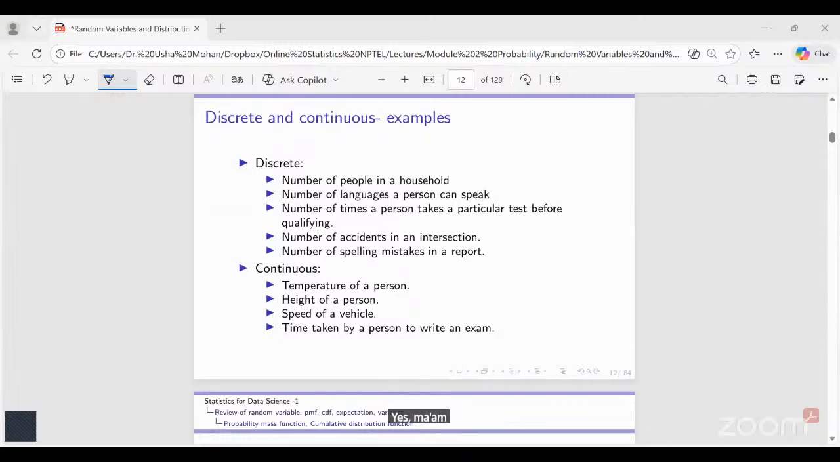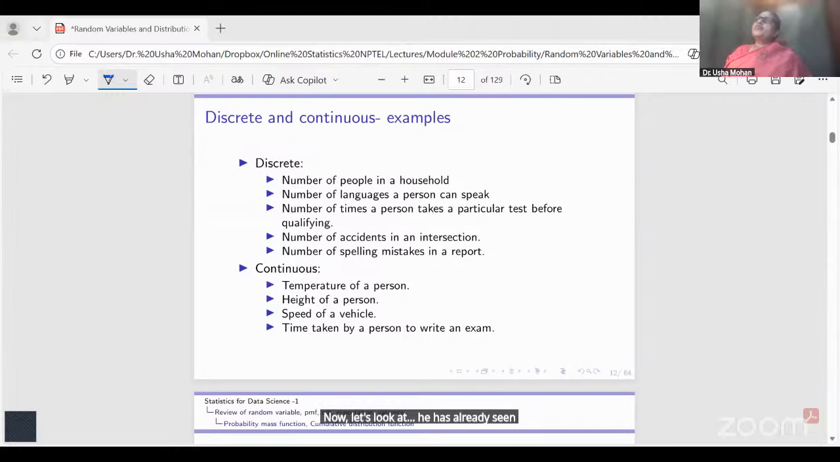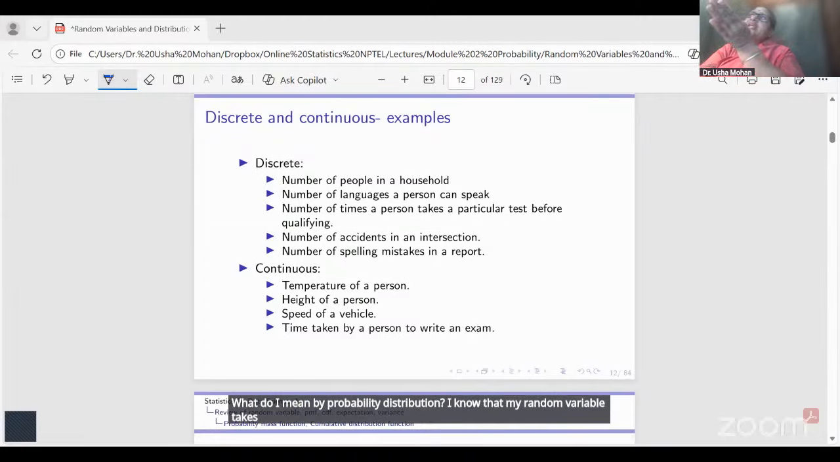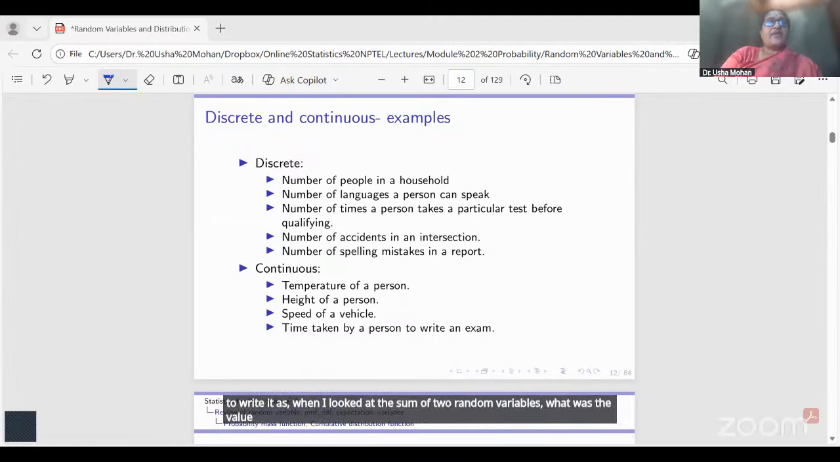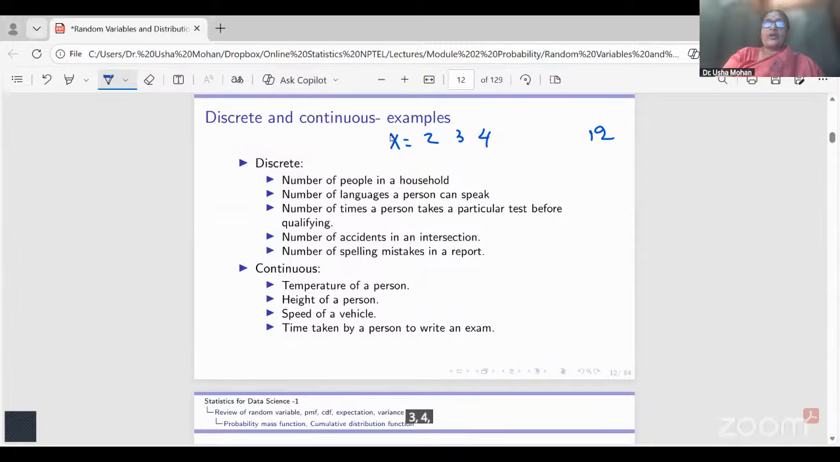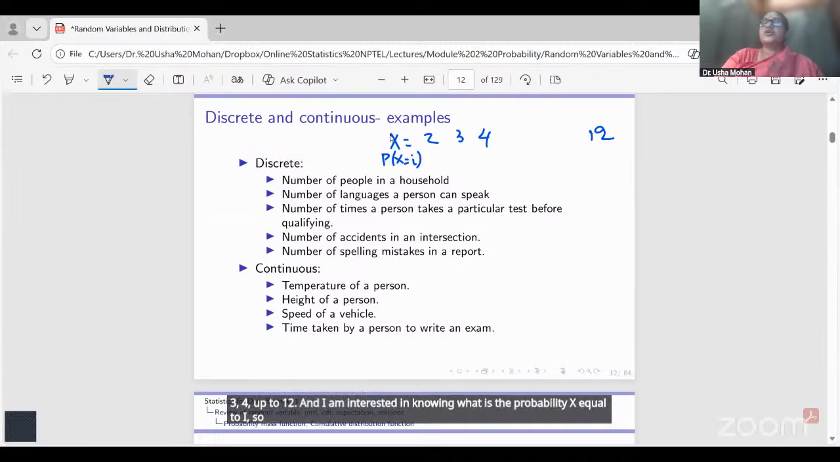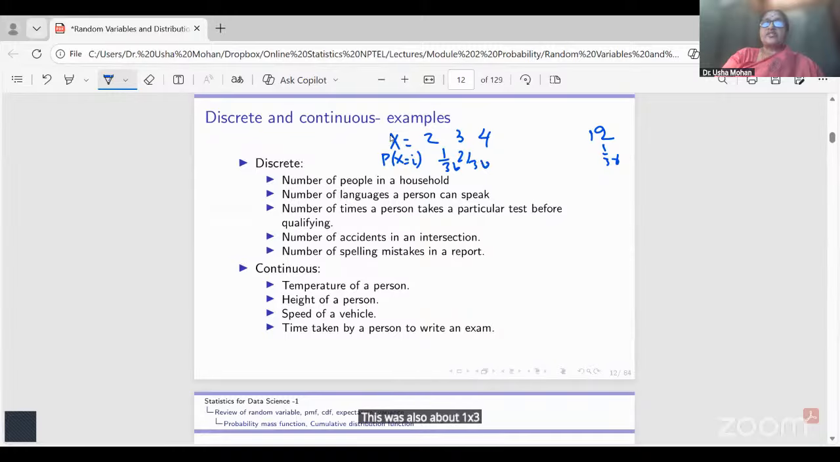Now, we have already seen what a probability distribution is. What do I mean by probability distribution? I know that my random variable takes discrete values. Let me generalize that. When I looked at the sum of two random variables, what values was my x taking? My x was taking values 2, 3, 4 up to 12, and I am interested in knowing the probability x equal to i. What is the probability x equal to 2? We saw that was 1 by 36. This was also 1 by 36. This was 2 by 36 and so forth.